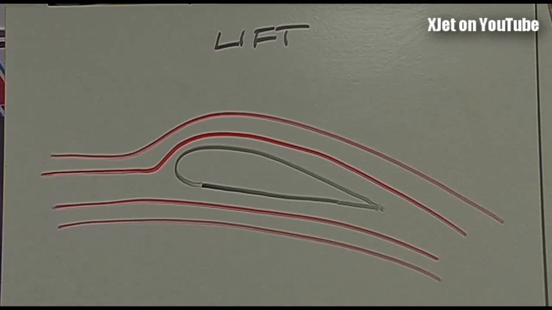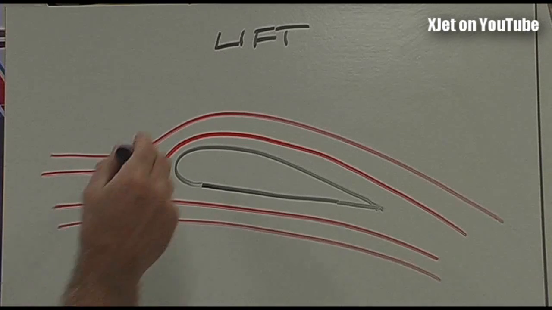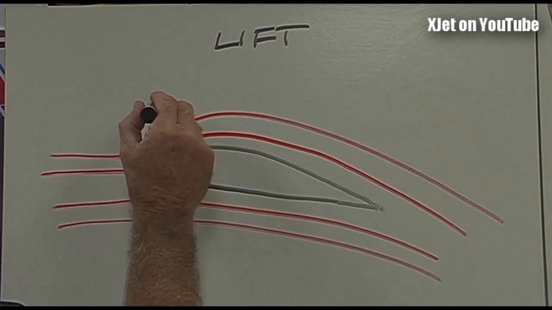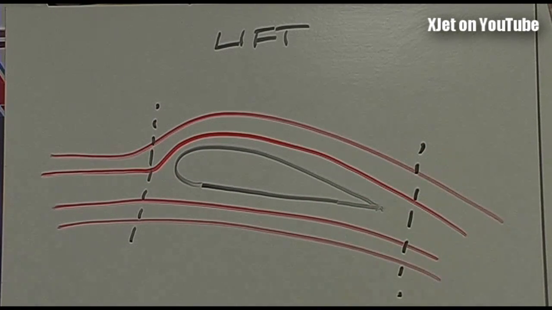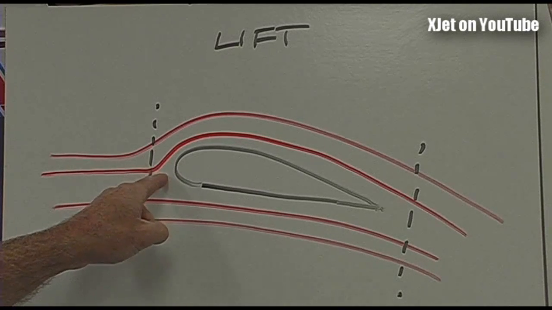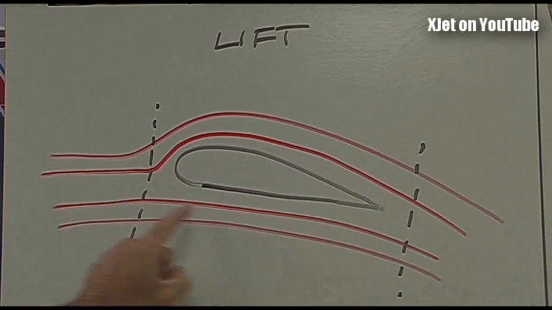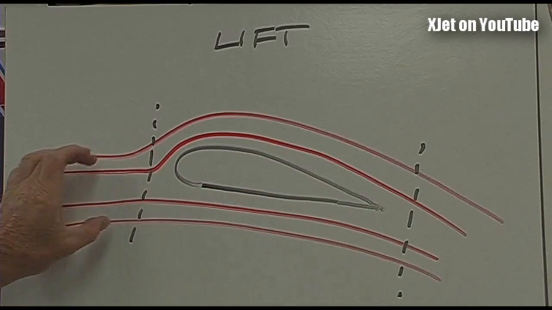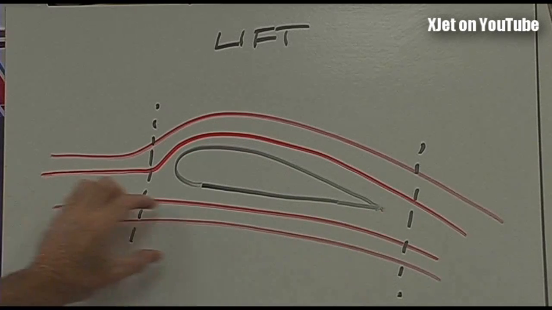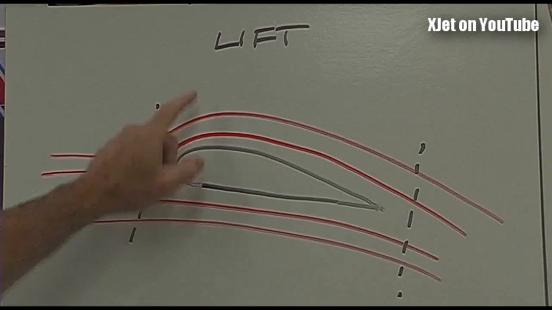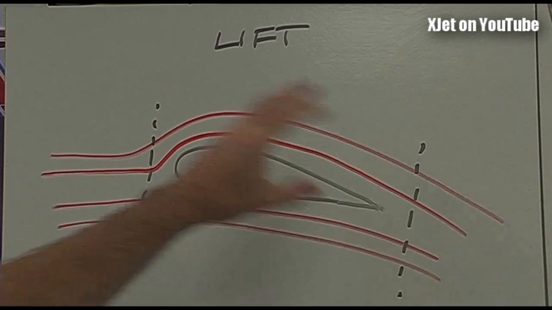Right. Now, if we draw a line at right angles to the wing, at front and back, we discover one very interesting thing. This path is longer than that path, which means in order for the air that comes over the top of the wing to reach the back at the same time as the air travelling along the bottom, this air has to travel much faster. It gets accelerated by the curve in the wing.